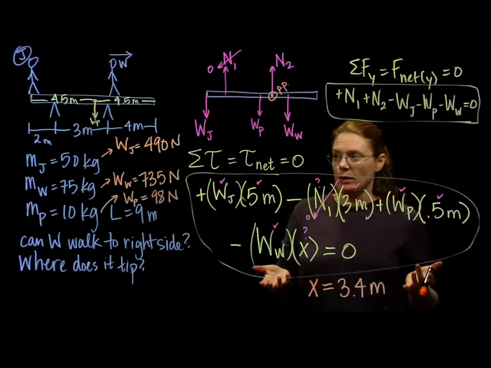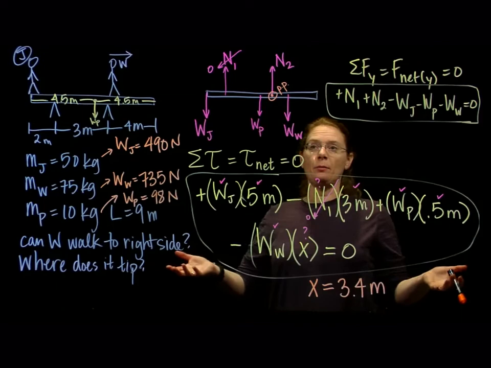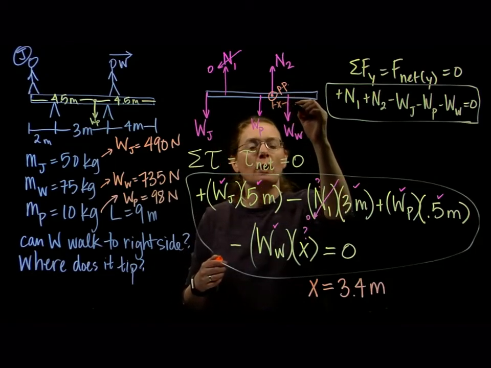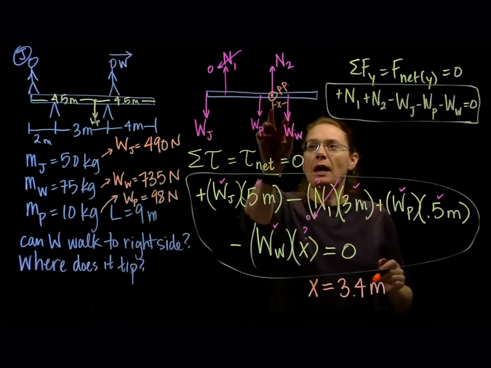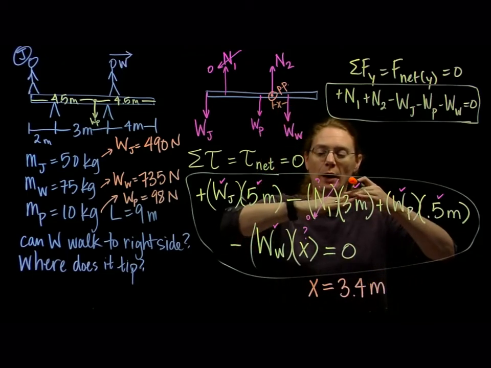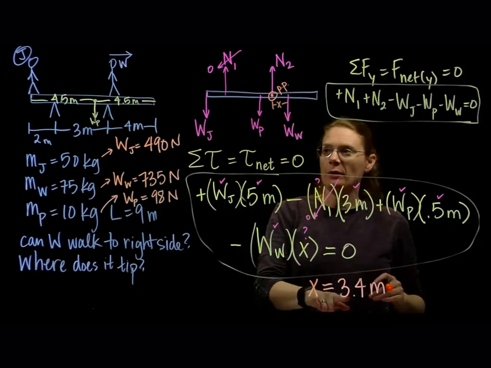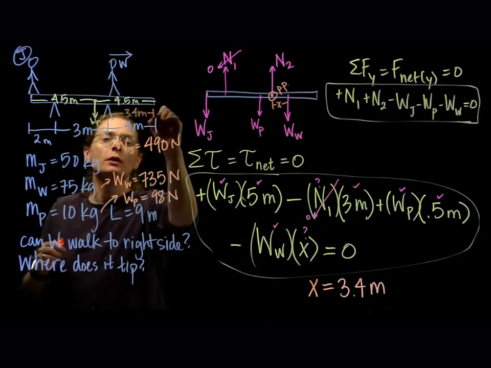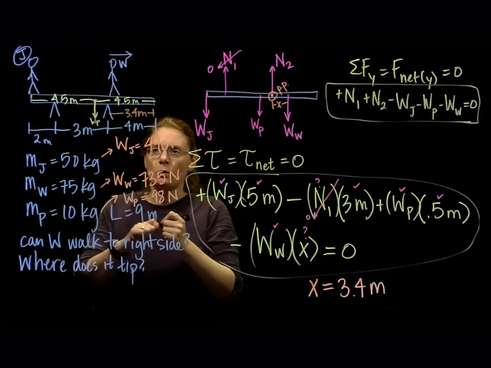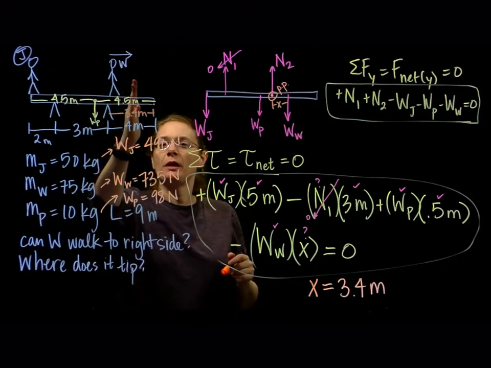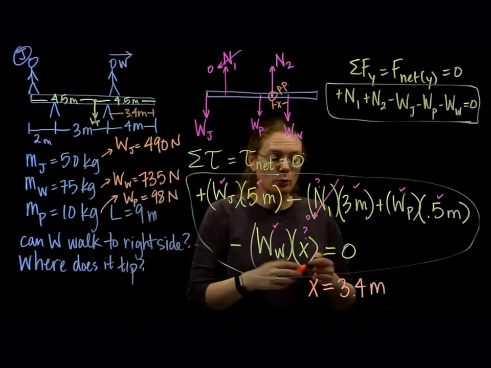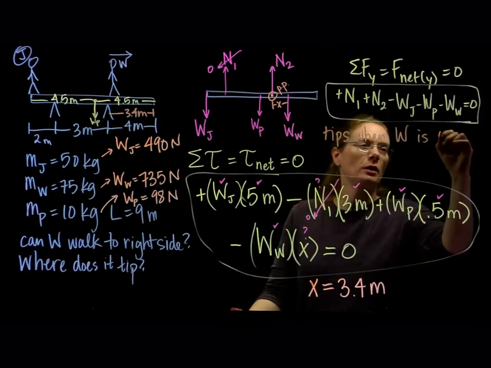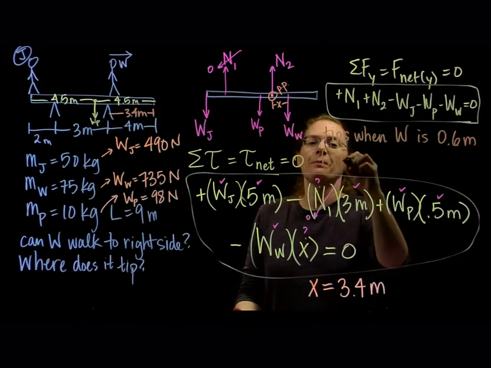Now what does that mean? Does it mean that it's going to tip over? Can he walk to the end? What is that number? Well, that is the distance that we said is the distance from the pivot point to where the weight of Wooster is acting. So it's how far away from this pivot point Wooster can walk to get to that tipping point. So from this support force right here, he can go 3.4 meters. Is that shorter than the 4 meters here? Yeah. So it tips when he is 3.4 meters beyond this support force. A better way to say it is the board tips when Wooster is 0.6 meters from the right end of the plank.